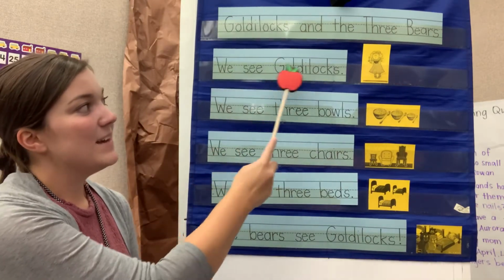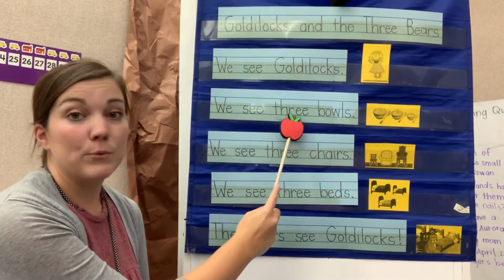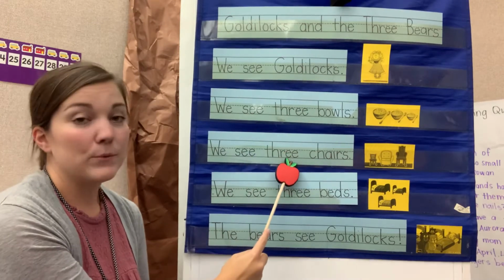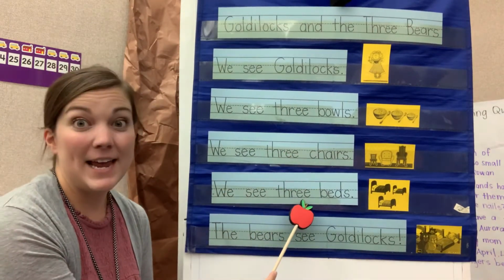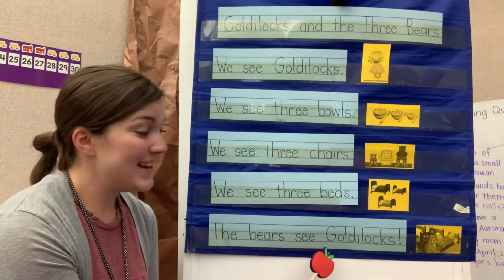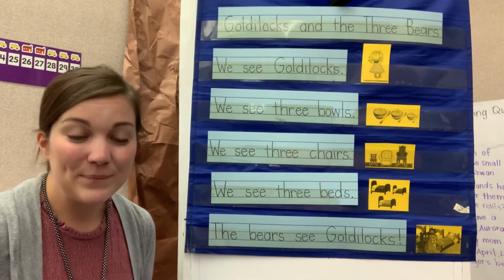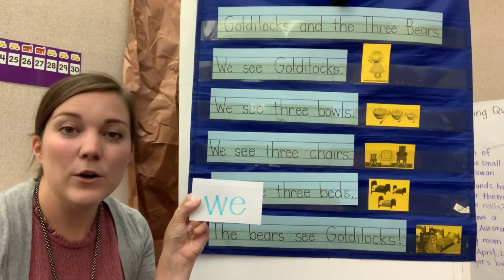We see Goldilocks. We see three bowls. We see three chairs. We see three beds. The bears see Goldilocks. And that's the poem. Let's look through the lines and see if we see our sight word, we.